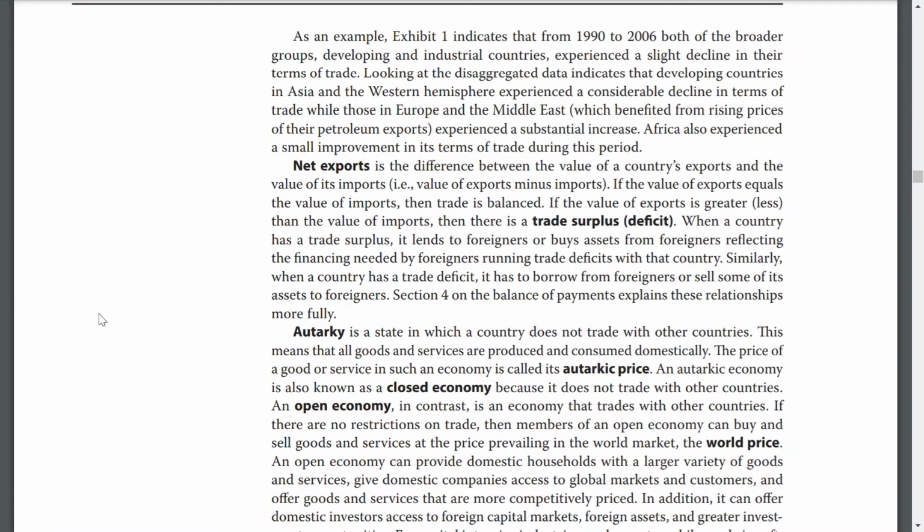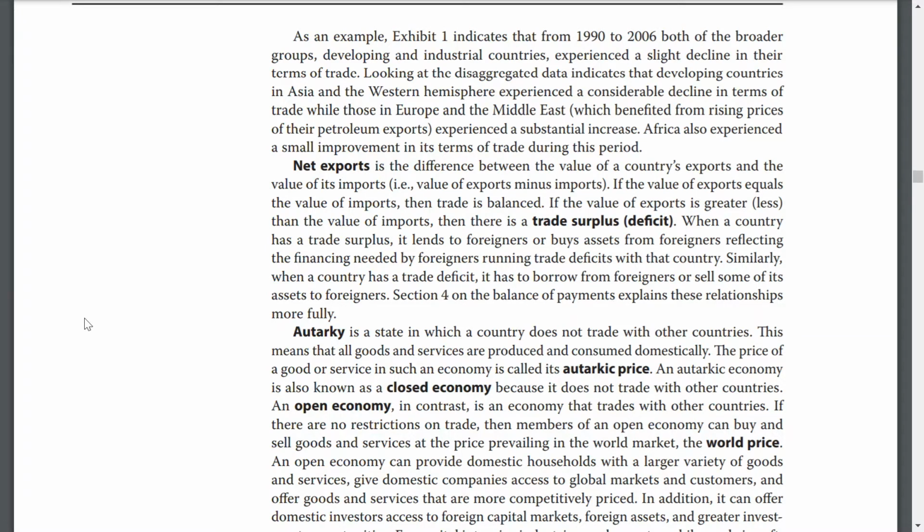Now, the trade balance is the difference between the value of a country's exports and the value of its imports, i.e. the value of exports minus imports. If the value of exports equals the value of imports, then trade is balanced. If the value of exports is greater or less than the value of imports, then there is a trade surplus or deficit.